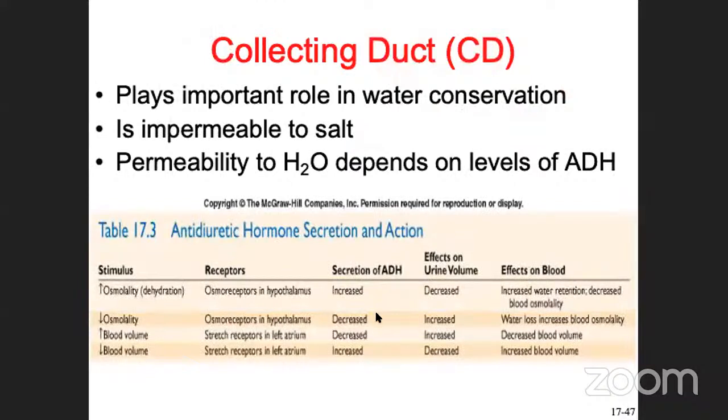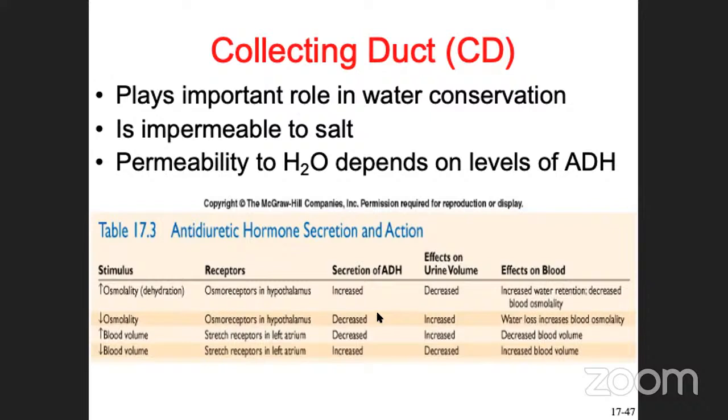The collecting duct plays an important role in water conservation. Of course, as the name implies, it collects all of these materials or fluids or ultrafiltrate from the neighboring nephrons, not only from a single nephron, but it can combine from multiple nephrons, right? So one collecting duct can join maybe another 100 nephrons altogether. So it collects from 100 nephrons at a time, for example, and they try to conserve as much water as they can.